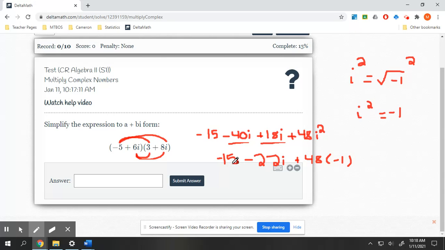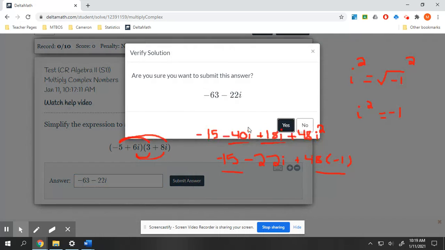I have a negative 15 and a negative 48. 15 and 48, that gets me negative 63. And then finally, my imaginary term here, if I combined those two, I had negative 40i and 18i. That's negative 22i. So in these problems, be careful, you will have to simplify that i squared.